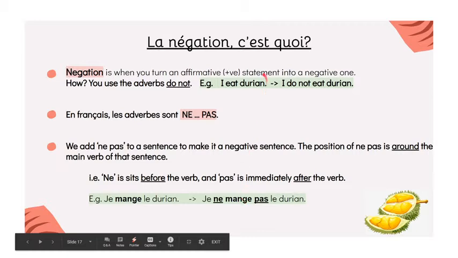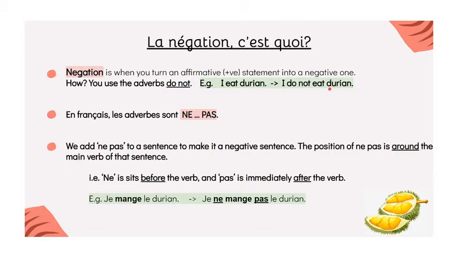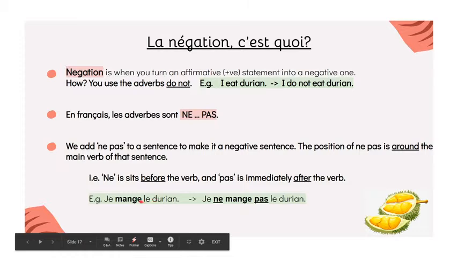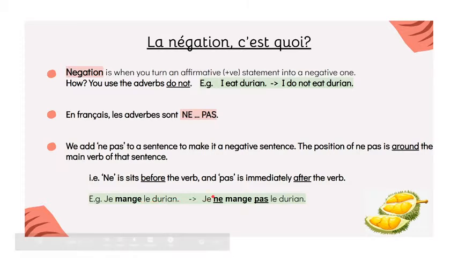Kalau dalam English, the verb comes after the do not. Kita letak I do not eat durian. So dalam French, en français, it's in the middle. Je mange le durian. Kalau nak tukar kepada negative statement, dia jadi je ne mange pas le durian. Okay, I think if we see more examples, it will become clearer for you guys.